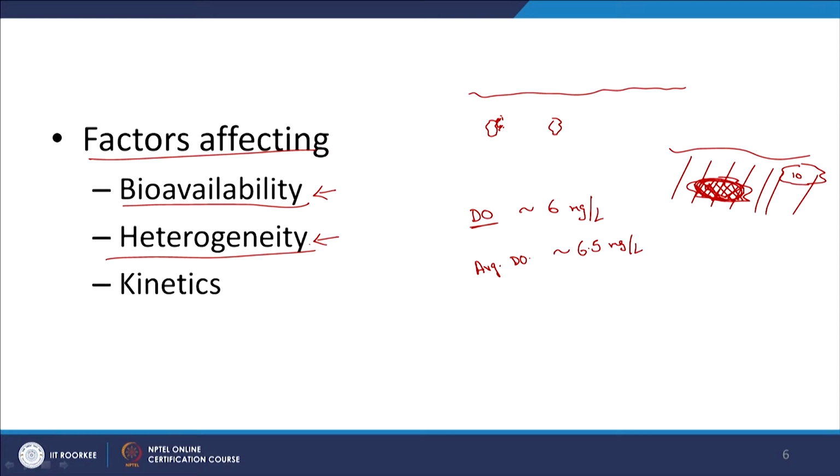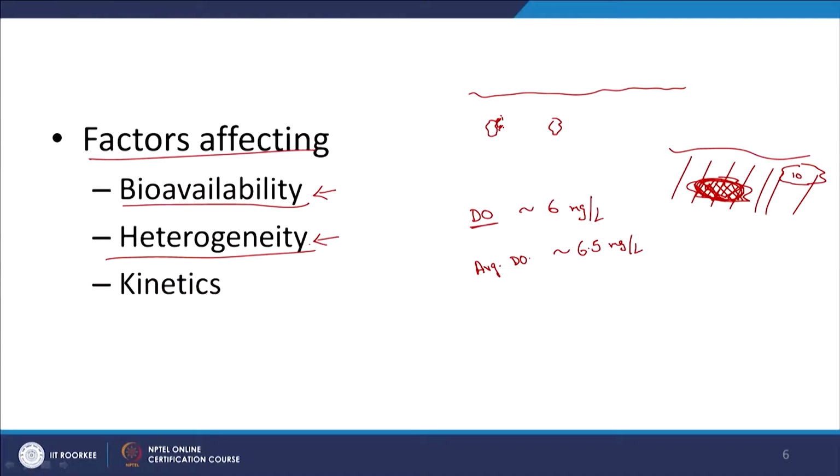Obviously heterogeneity is a huge issue, right. A huge issue in the sense that you need to have the relevant nutrients, or the electron donor or the electron acceptor or the dissolved oxygen, at the relevant levels. So that is something to keep in mind.